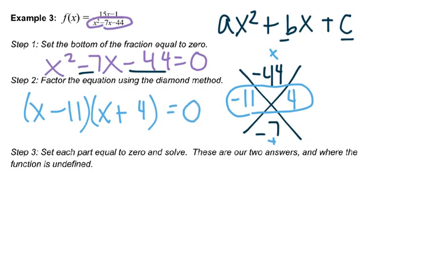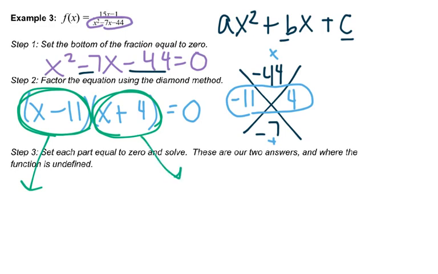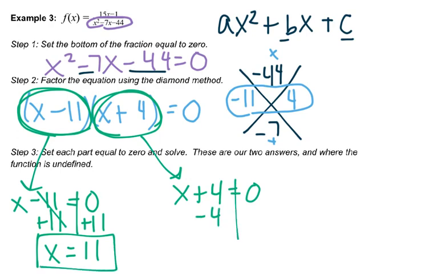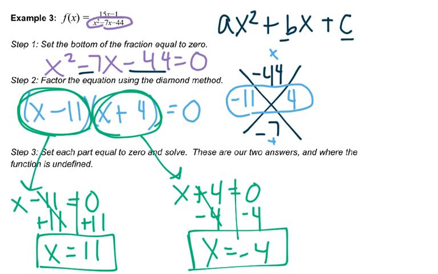Step 3 says set each part equal to 0 and solve. These are going to be our answers. We take those two parts, just like we did in the last one, and separately set them equal to 0. x minus 11 equals 0. x plus 4 equals 0. Draw your line. We want to get that x by itself. Adding 11 to both sides, we get x equals 11. That's one of my answers. Over here, we subtract 4 from both sides. Cancels. x equals negative 4. Voila. Those are our two answers and the two locations where the function is considered undefined.